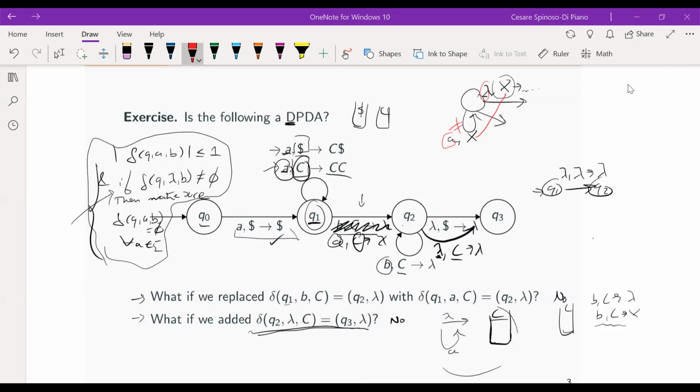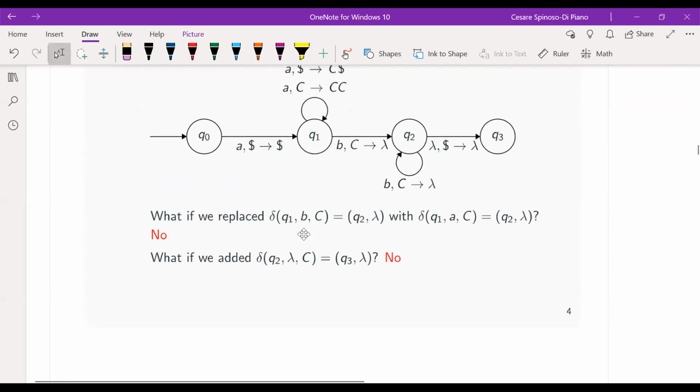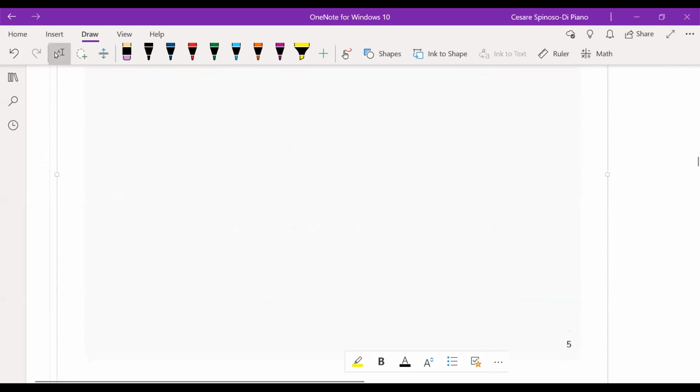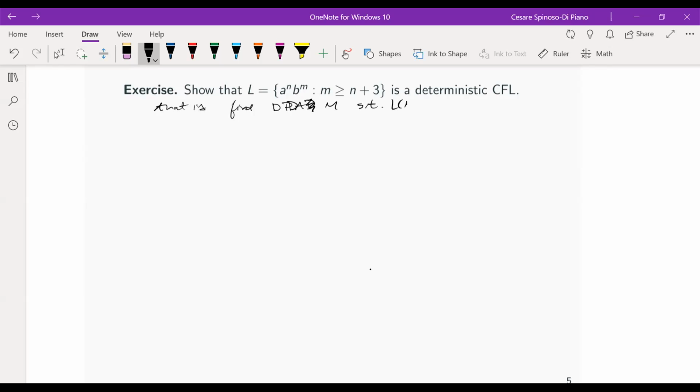Very good. So that was an exercise in determining if the machine is a DPDA or not. Now let's go to an exercise where we want to show that a language is deterministic context-free, that is, we want to find a DPDA M such that L of M is equal to L.